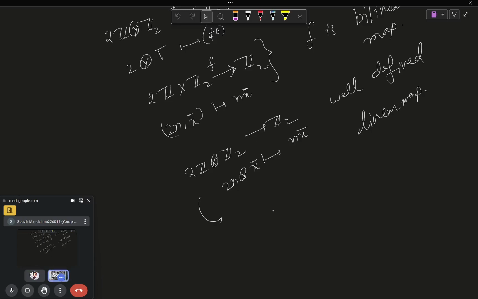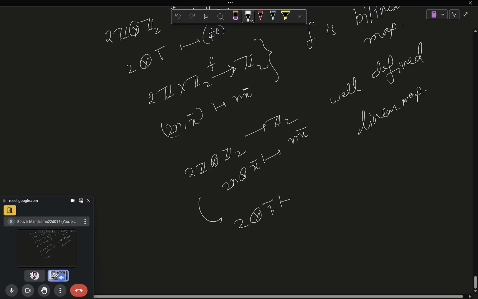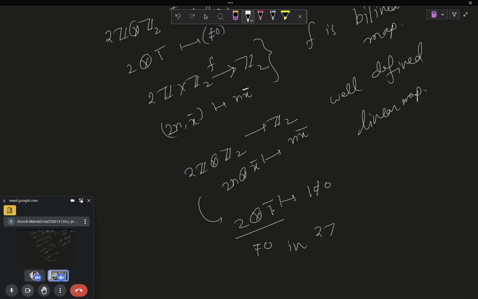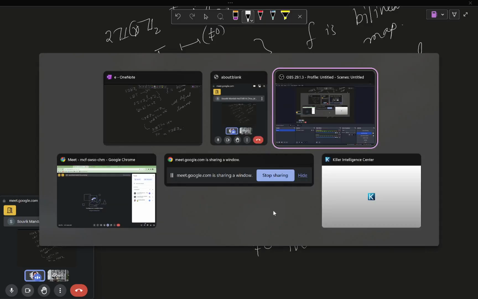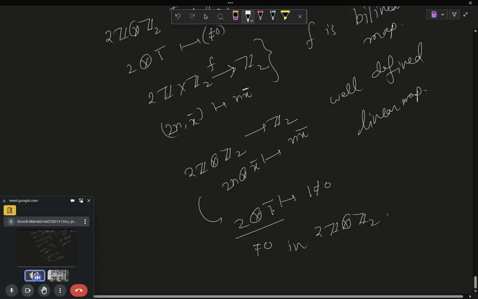So under this map, 2 tensor 1 bar goes to 1, which is a non-zero element. So that's why 2 tensor 1 bar is non-zero in 2Z tensor Z2. You understand the argument? This is another way we can say whether some map is zero or not, whether some element is zero or not. These are the basic things that we can do directly using the property.